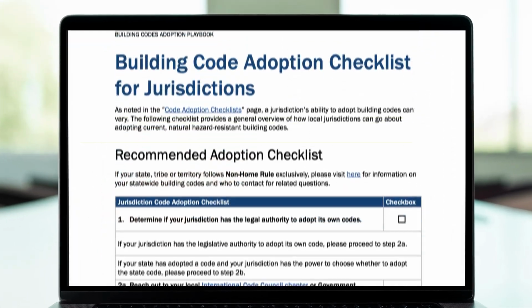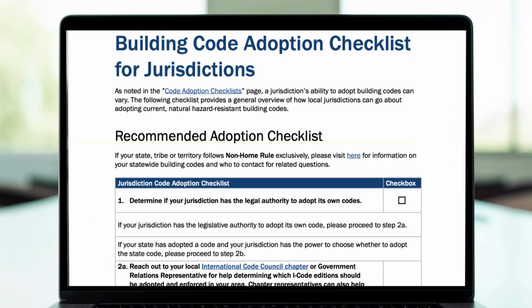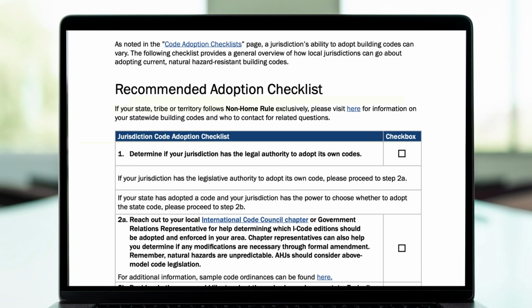Now let's take a walkthrough of the jurisdiction's checklist. As noted in the Code Adoption Checklist page, a jurisdiction's ability to adopt building codes can vary. The following checklist provides a general overview of how local jurisdictions can go about adopting current natural hazard-resistant building codes. 1. Determine if your jurisdiction has the legal authority to adopt its own codes.